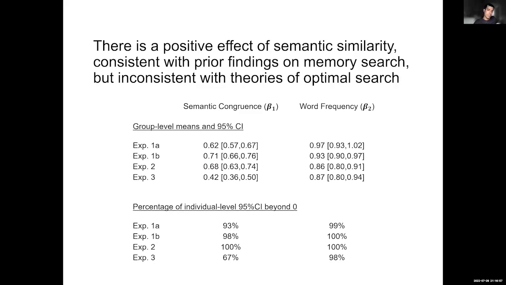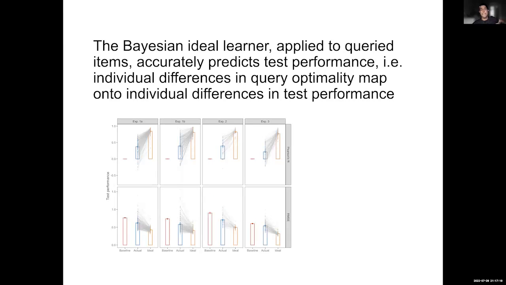Another thing that we found, by the way, I didn't mention it earlier, is that we also found a positive value on beta 2. That is, people tend to search for high frequency items, so food items that are mentioned more frequently in natural language. Again, this isn't surprising. This is consistent with a lot of what we know about memory search. Okay, let's see. What does this graph tell us?